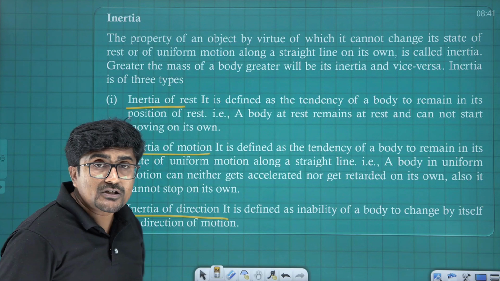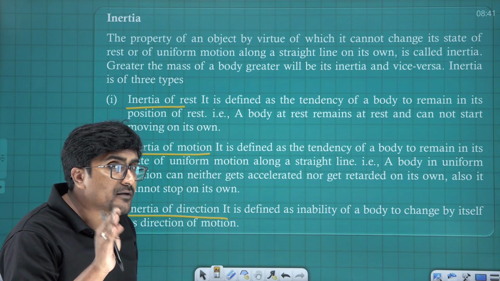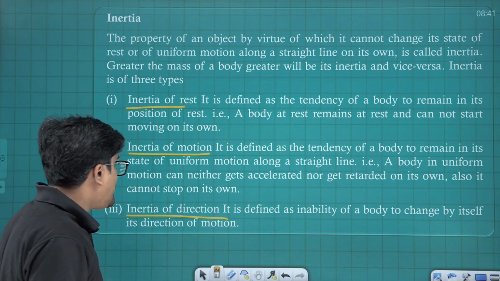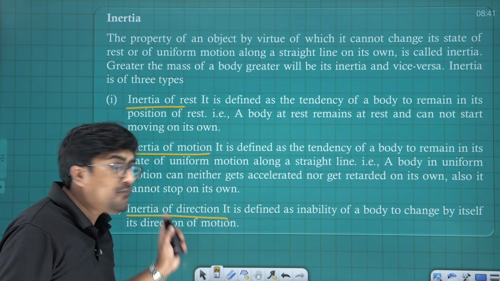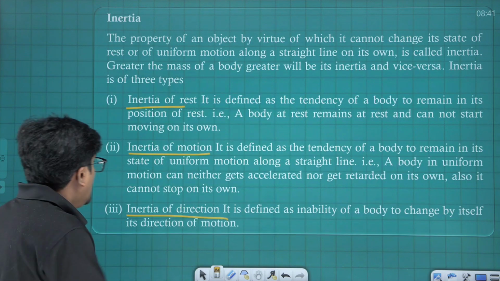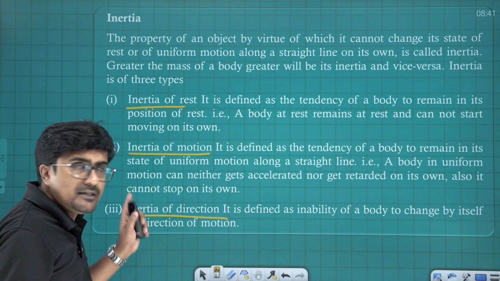And inertia of direction: if a particular body is moving in a particular direction, its tendency not to change the direction, what do we call it? Inertia of direction. All right, next one is force. Basically we must know about inertia in the beginning.